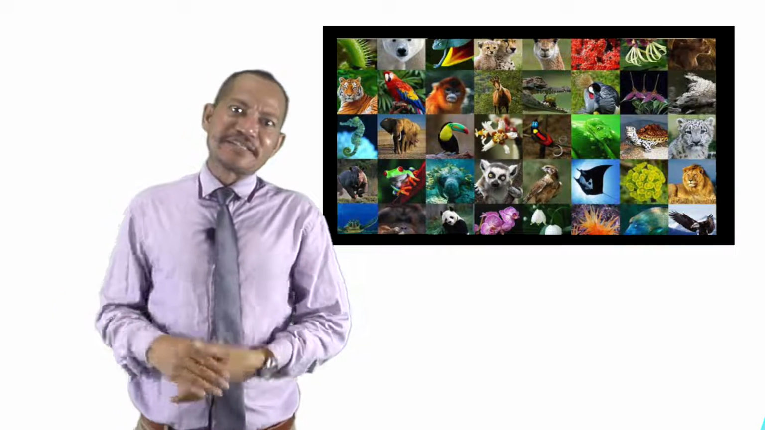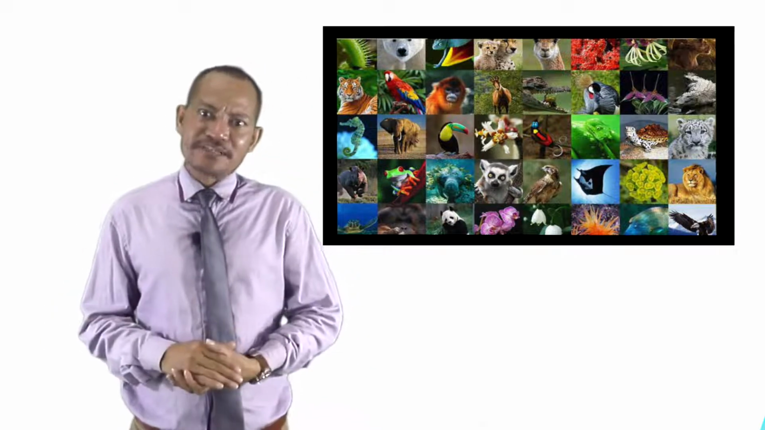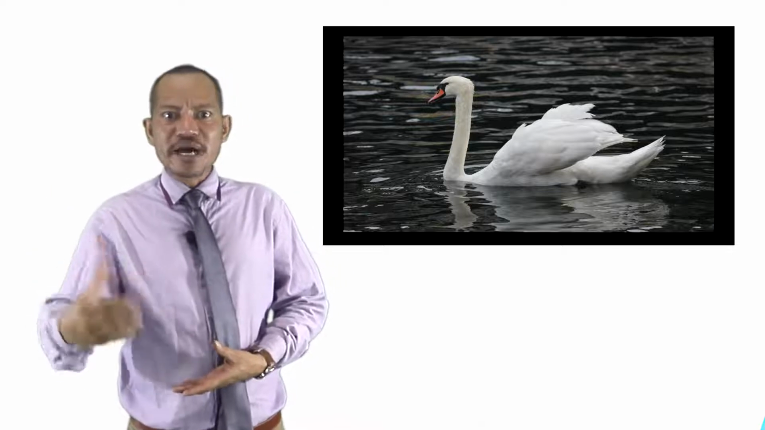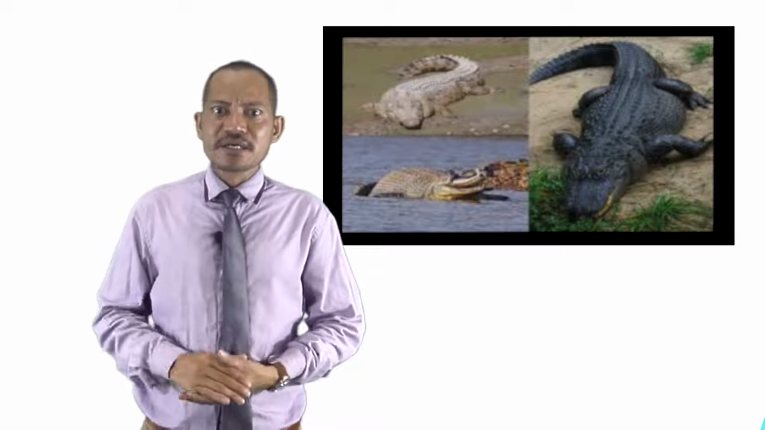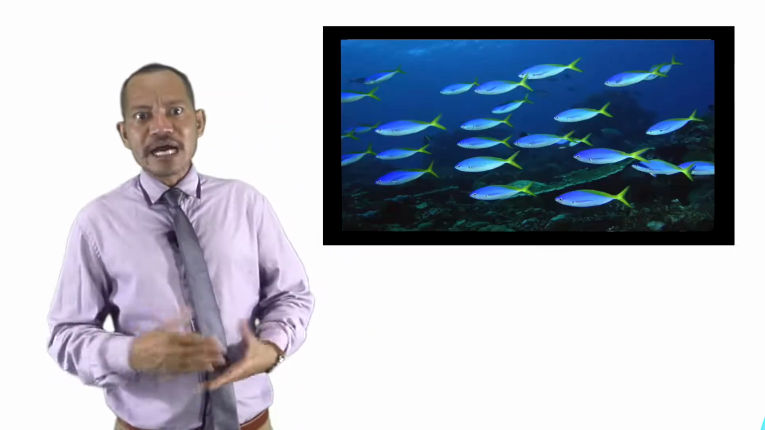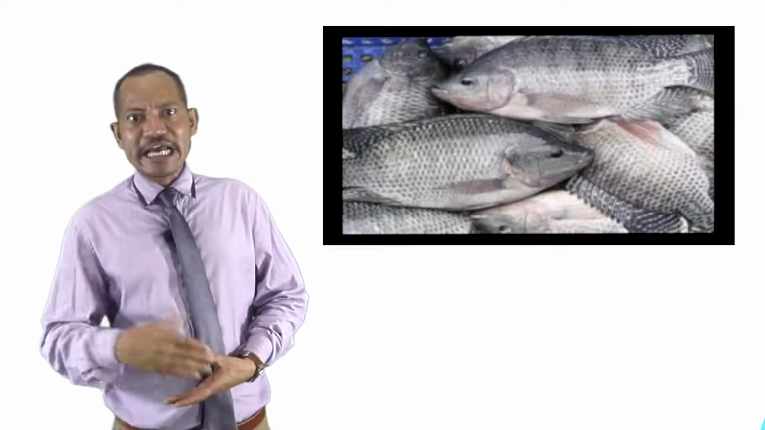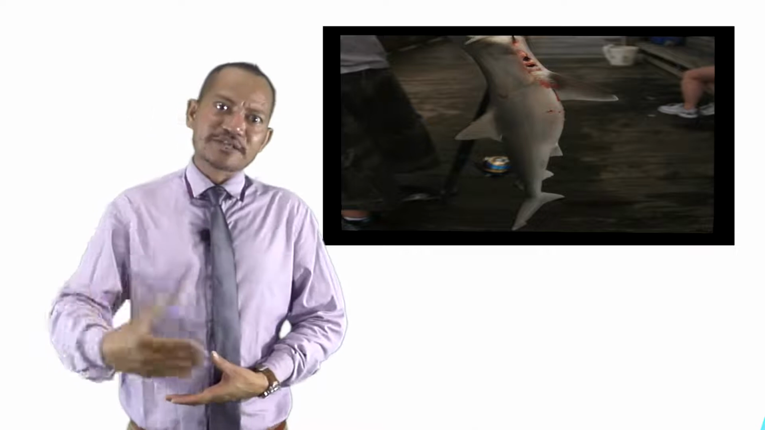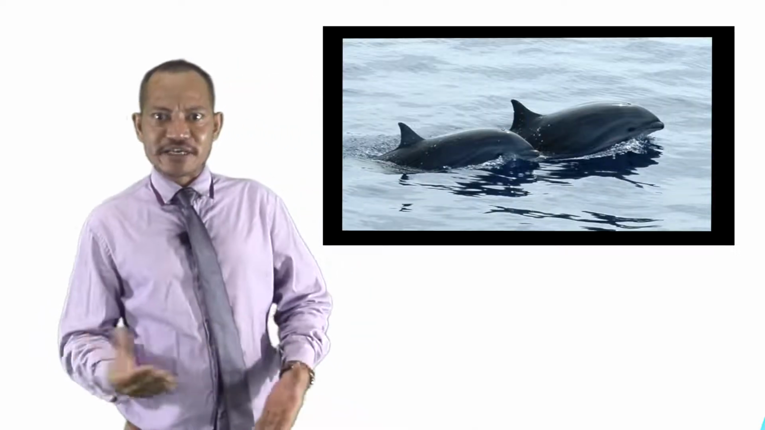owls, bats, etc. Or if you live near the wetlands, like swamps, you might also be wondering about the numbers of crocodiles living underwater or around it, numbers of types of fish, eels, tilapia fish, and animals that you can find in the oceans like sharks, whales, dolphins, different types of fish, etc.